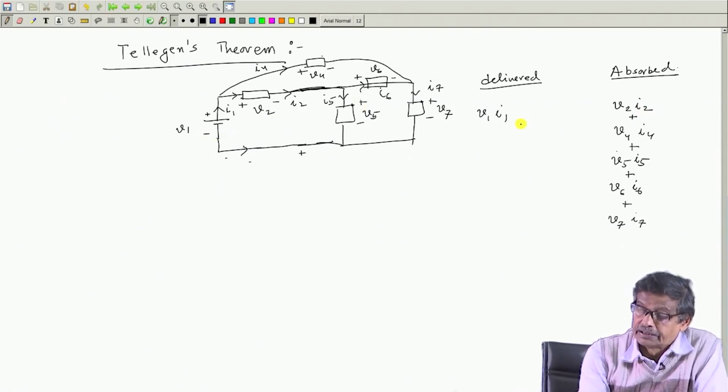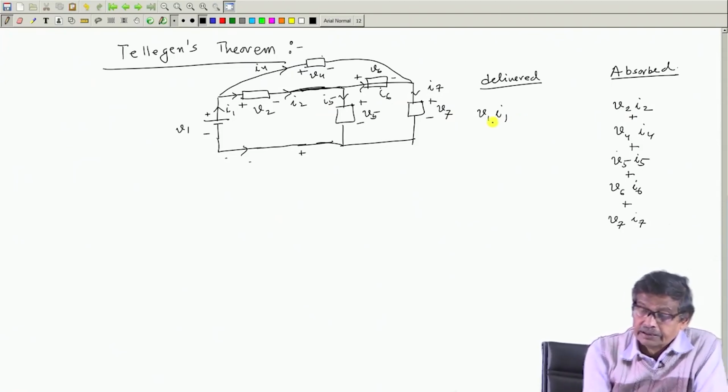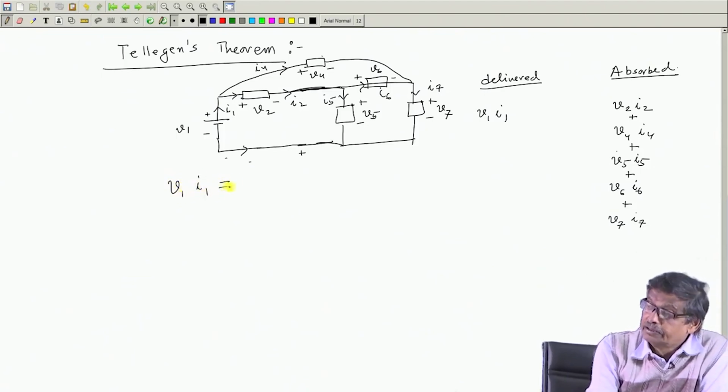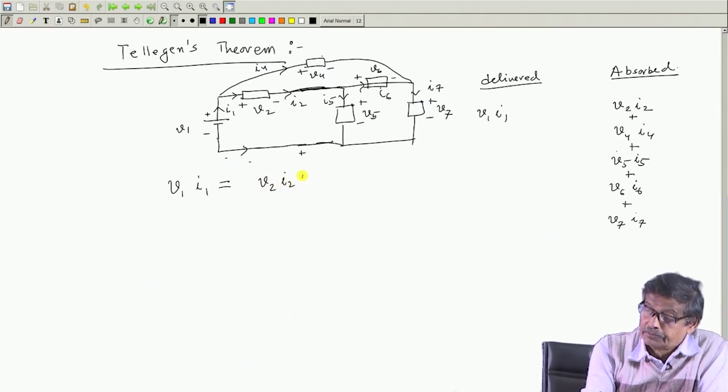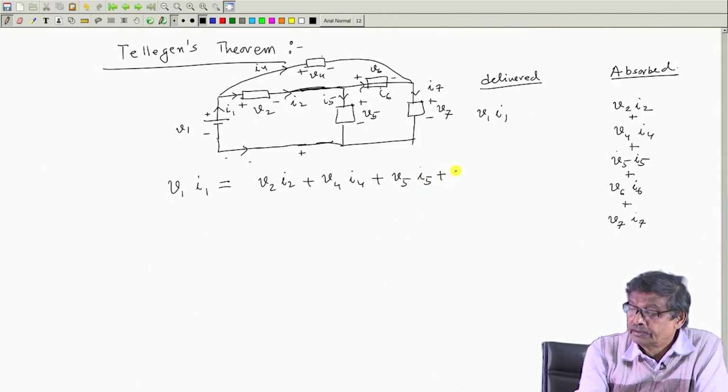V1 I1 is another element. Therefore, I will say that in this network, this equation is correct: V1 I1 delivered is equal to V2 I2, if I miss the terms, please tell me, plus V4 I4 plus V5 I5 plus V6 I6 plus V7 I7.